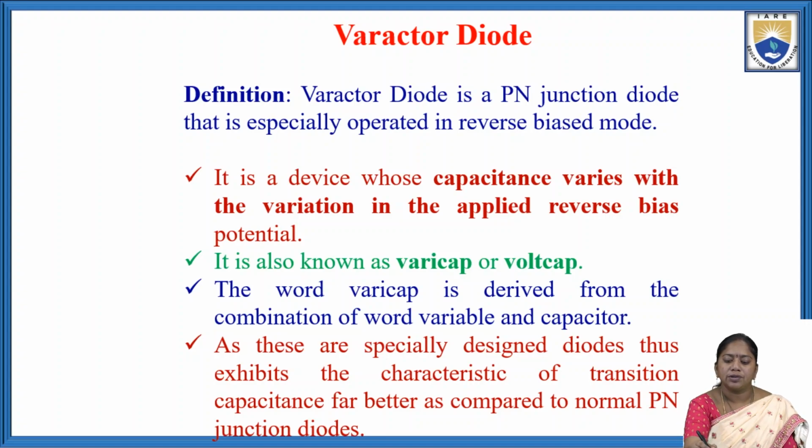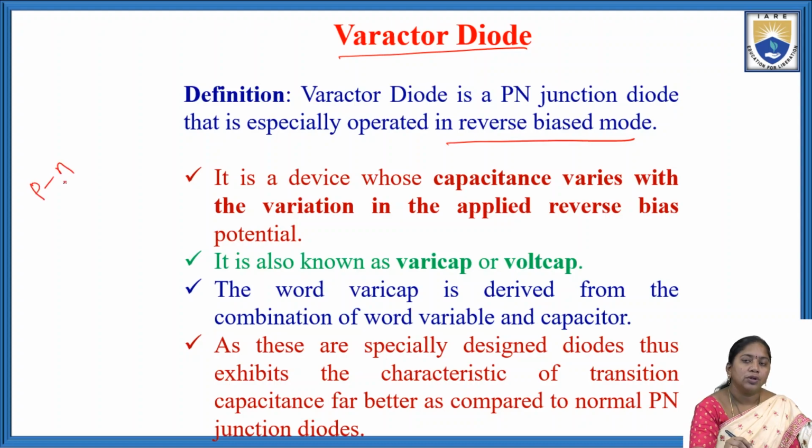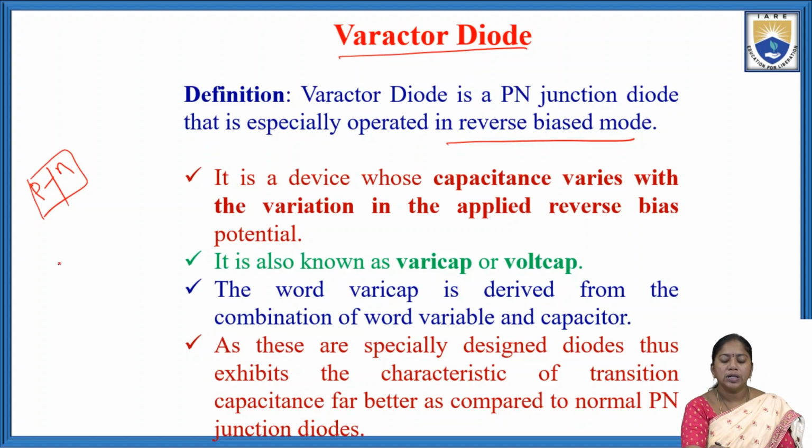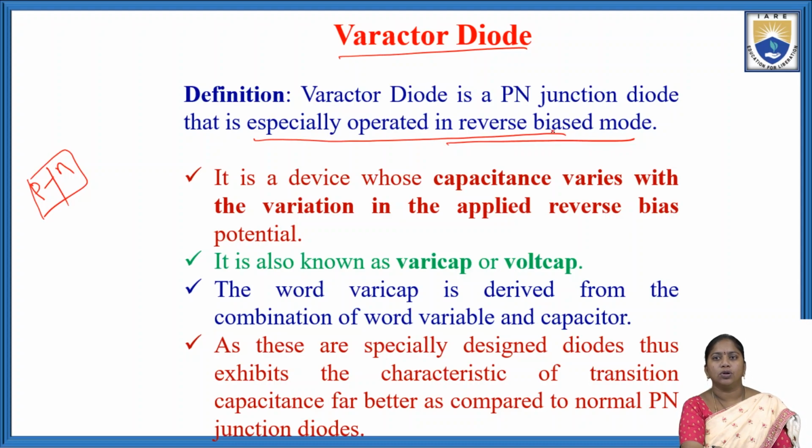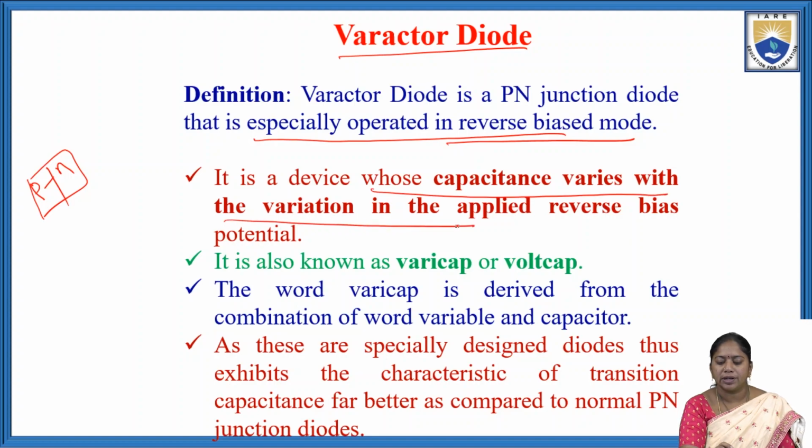Varactor diode definition. A varactor diode is a PN junction diode that is especially operated in reverse biased mode. When a P-type material is joined with an N-type material, a PN junction is formed. It is a device whose capacitance varies with the variation in the applied reverse bias potential.